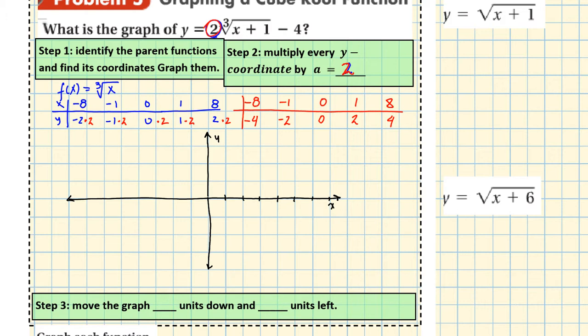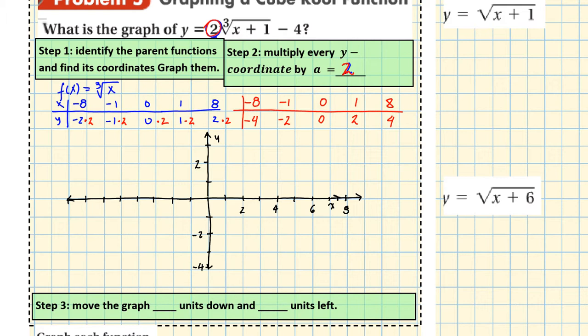1, 2, 3. This is 2. 1, 2, 3. This is -2, -4. And then 1, 2, 3, 4, 5, 6, 7, 8. -4, -8, -6, and -2.